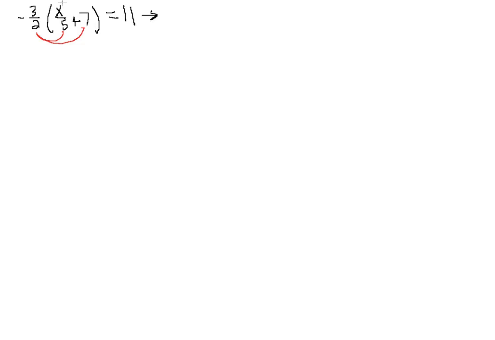Minus 3 halves times a positive x over 5, a positive and a negative gives us a negative 3x over 10. Just simply multiply numerator times numerator, denominator times denominator. Now minus 3 halves times a positive 7 gives us a minus 21 over 2. And we still have 11 on the other side.